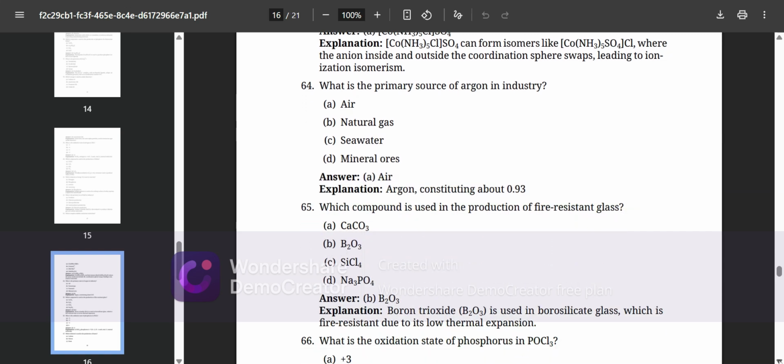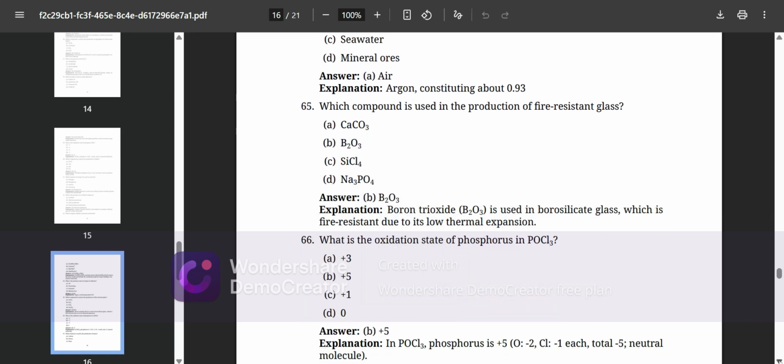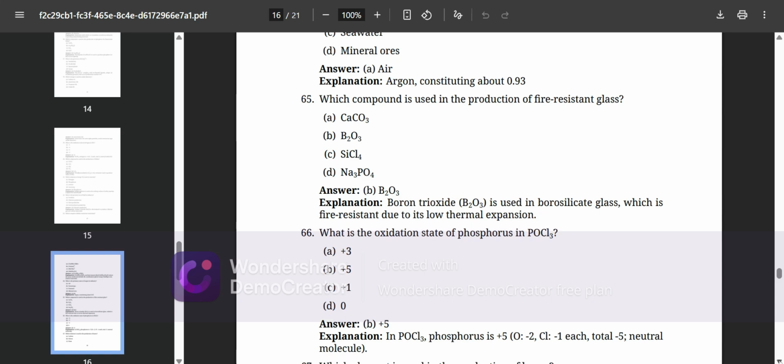Air. Argon constitutes about 0.93%. Which compound is used in the production of fire resistant glass? B2O3. Boron trioxide, B2O3, is used in borosilicate glass, which is fire resistant due to its low thermal expansion.